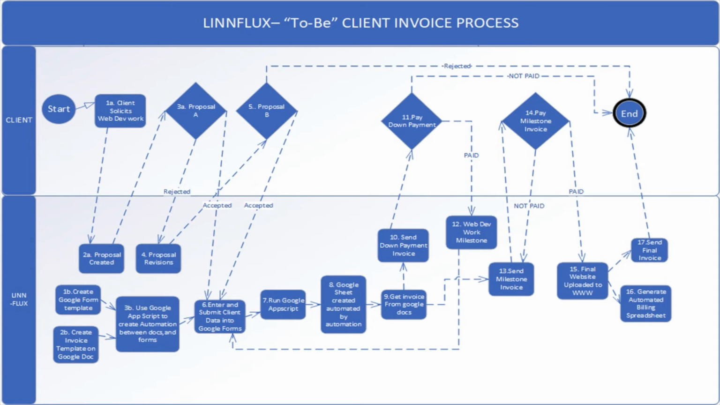In step 15, after all invoices have been paid, the final website is uploaded to the World Wide Web and production is complete. In step 16, a billing statement is automatically generated in Google Sheets that Linnflux can then later use for tax purposes. In step 17, Linnflux sends their client a final invoice indicating that the bill is paid and their outstanding balance is 0.